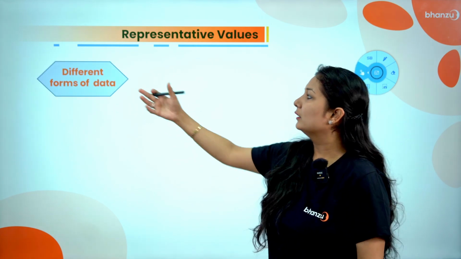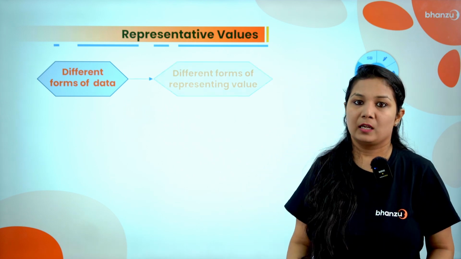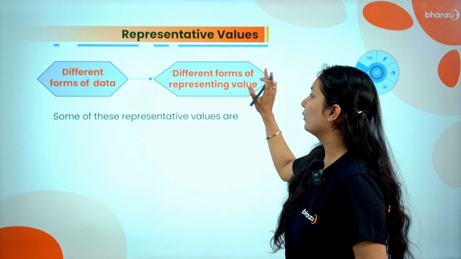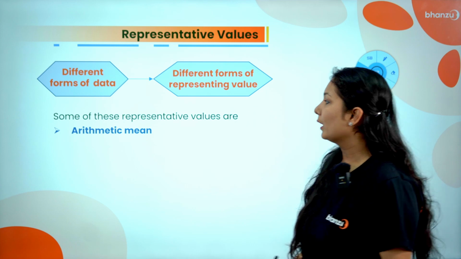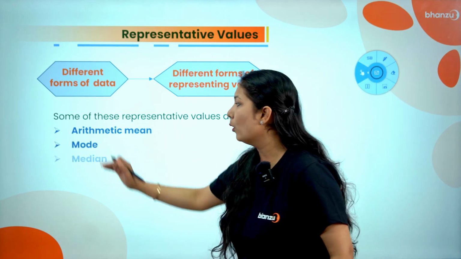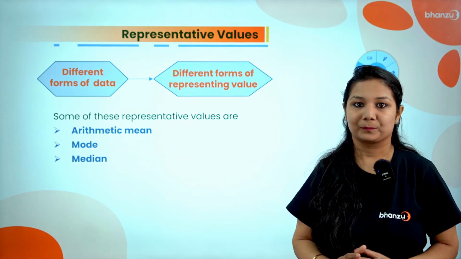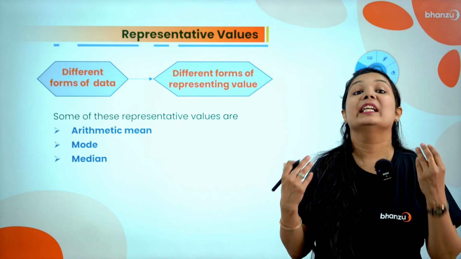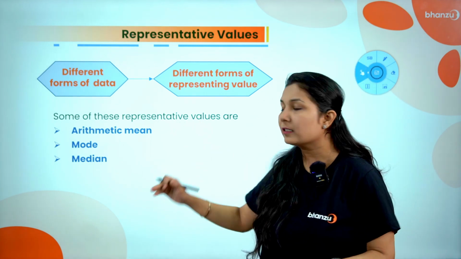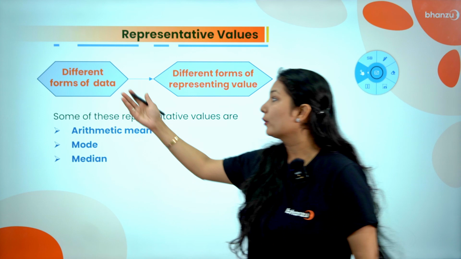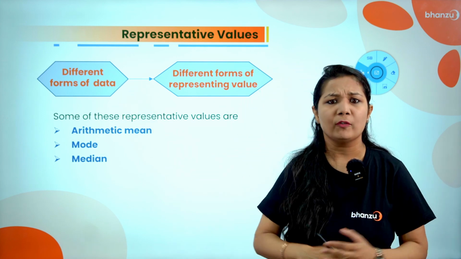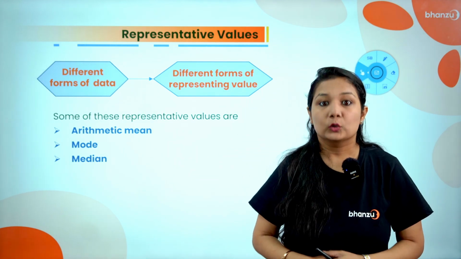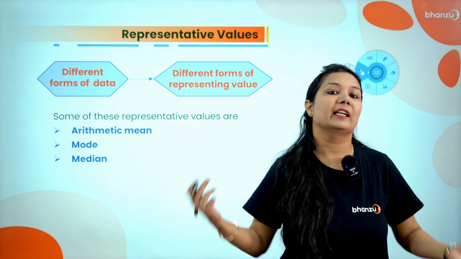So starting with the different forms of data. Because the data is in different forms, there are different ways of representing it. What are they? Arithmetic mean, mode and median. These are the three different ways which can help us to represent our different forms of data in front of everyone, right? So that it's easy to read and write that data.